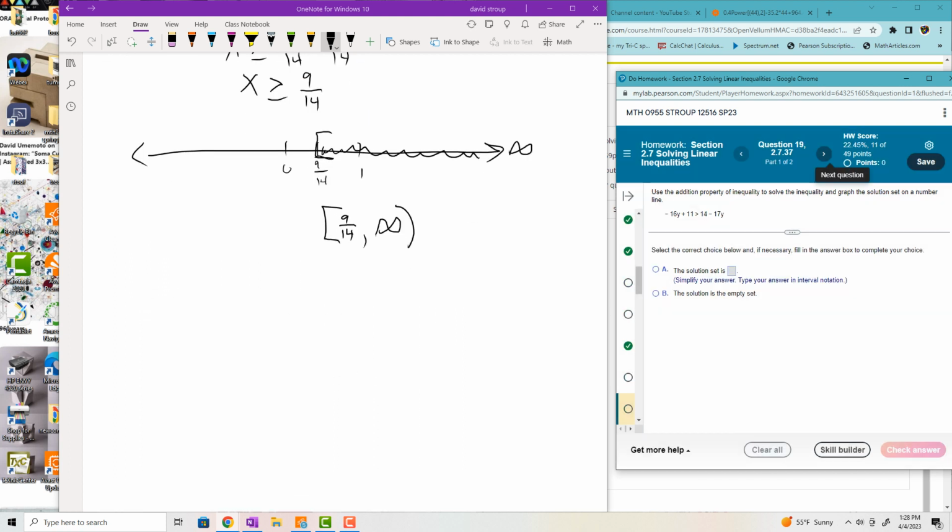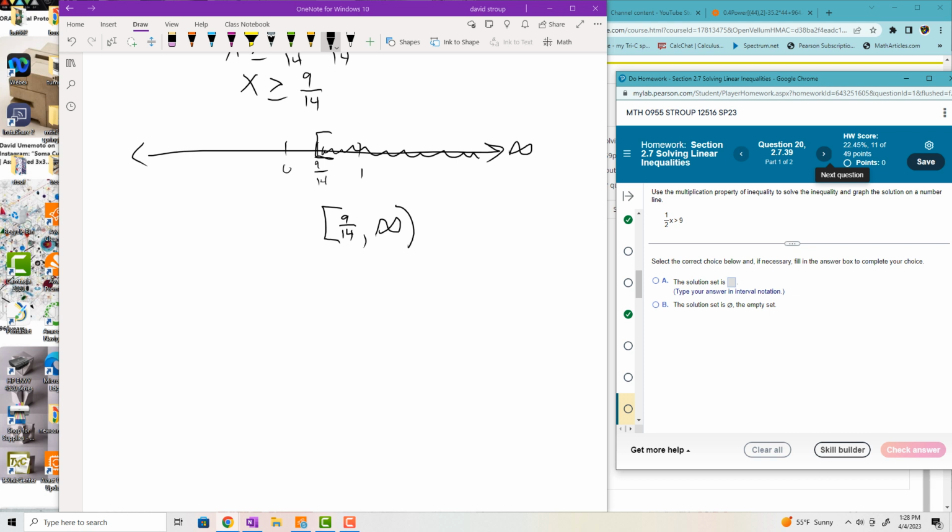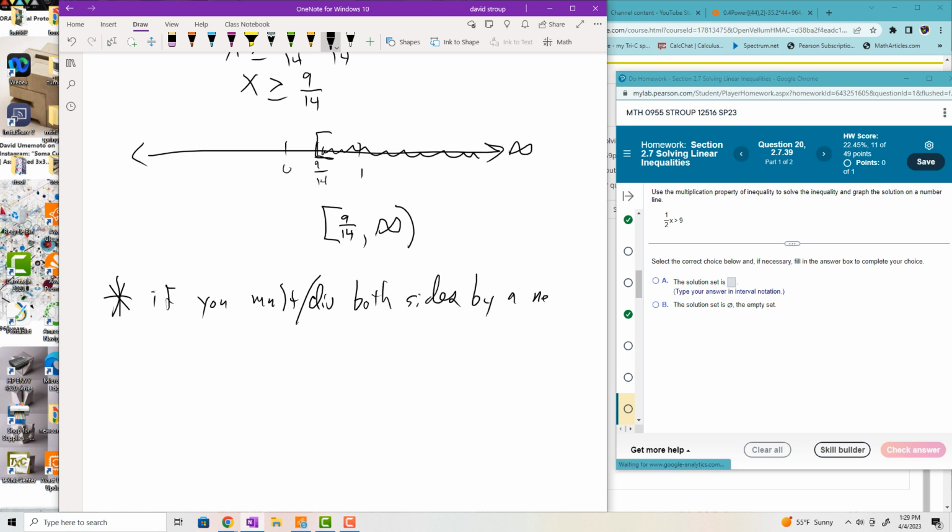Okay, more fractions, so we can handle that. And more stuff. Oh, so now they're moving on to the multiplication property, which is pretty simple. Multiply or divide both sides. This is where you have to be a little careful, though. If you multiply or divide both sides by a negative, it changes the direction of the inequality. And everything else is exactly the same as how we solve equations. It's just this is kind of the catch.